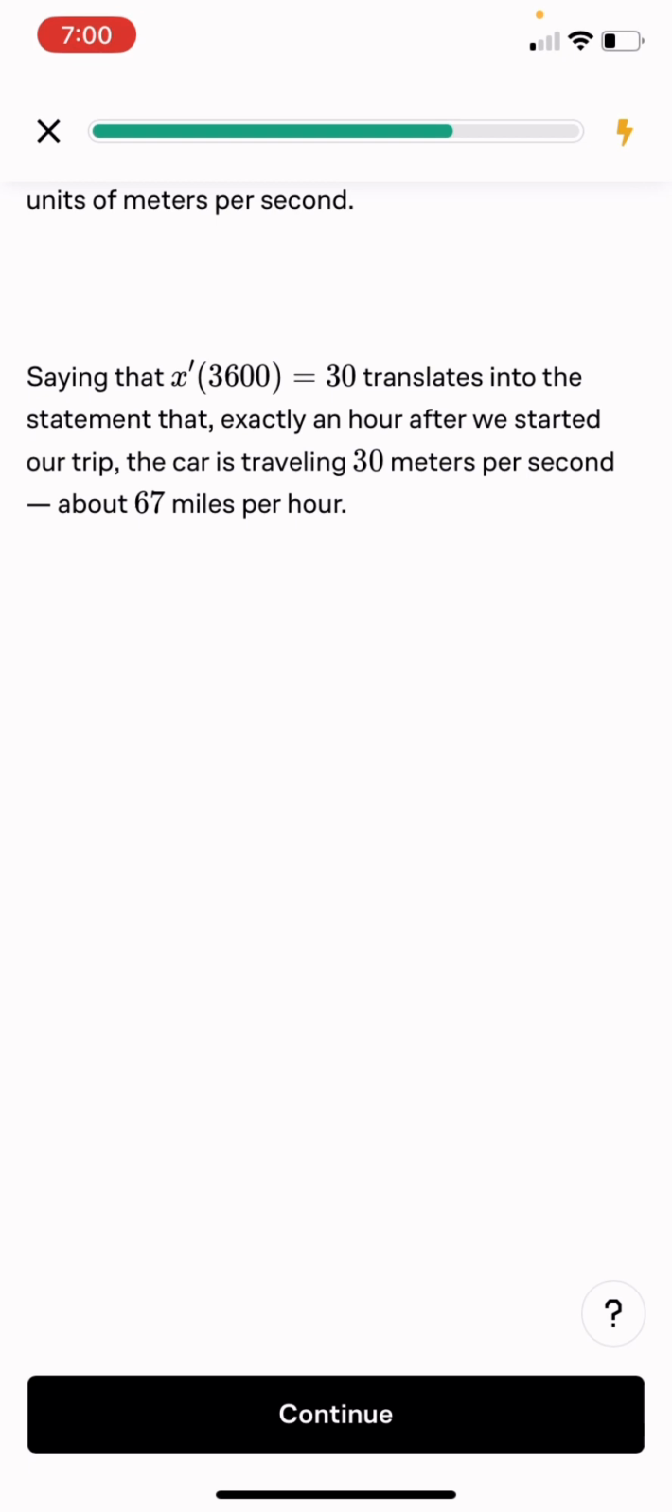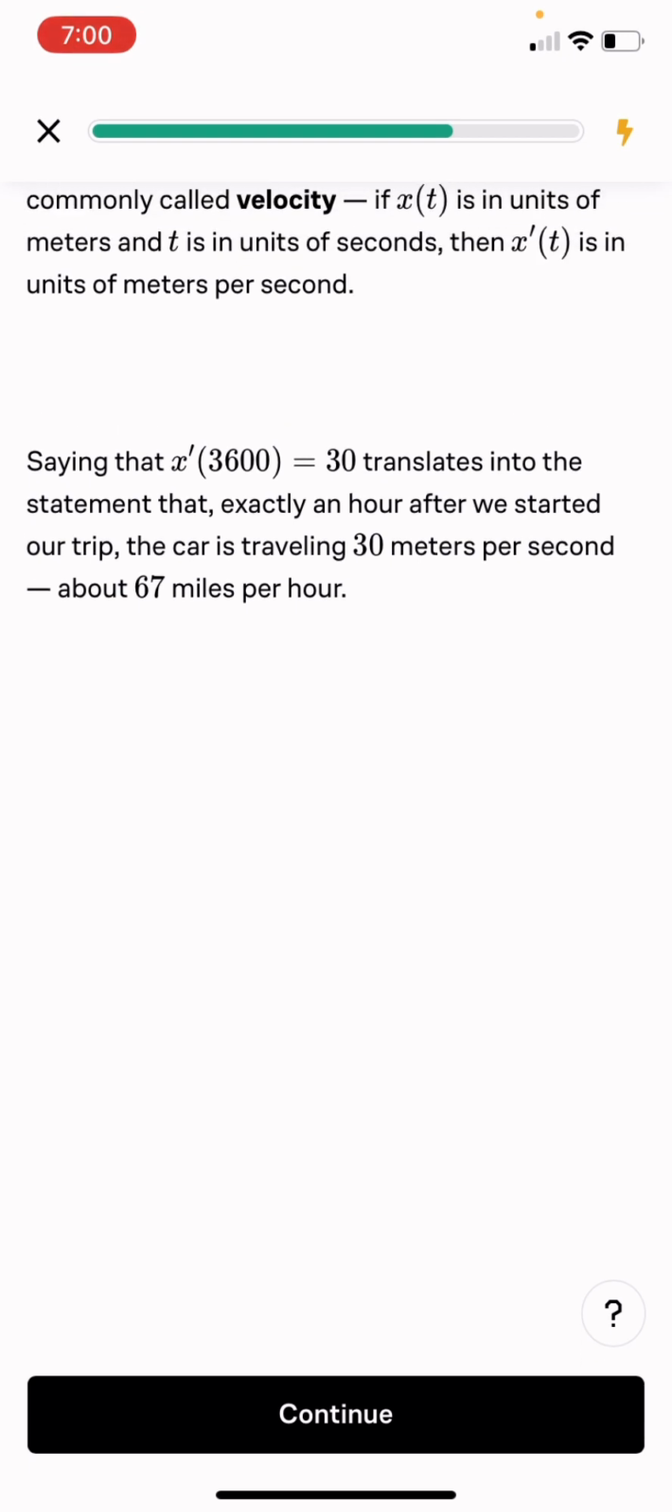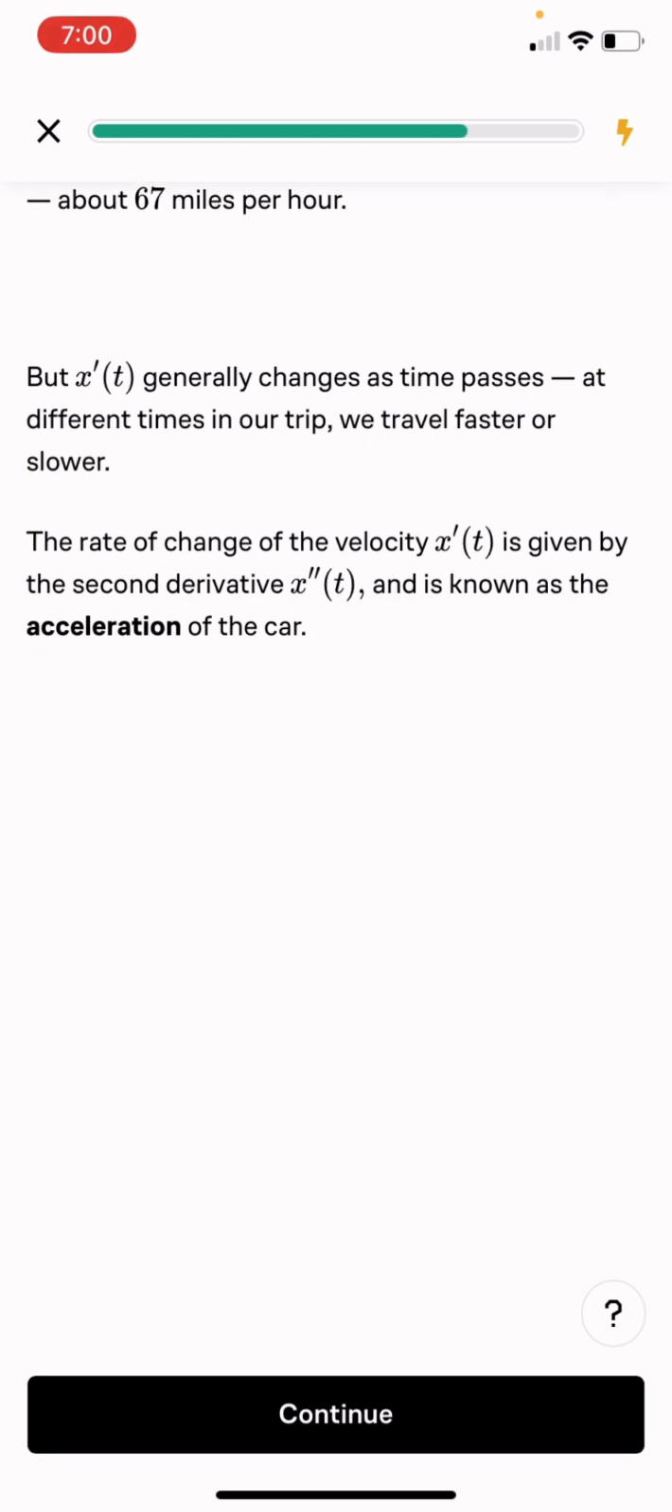The rate of change of velocity x prime of t is given by the second derivative, x double prime of t. It is known as the acceleration of the car. For instance, if f prime of 3,600 equals 30, but f prime of 3,601 equals 32, then we can estimate x double prime of 3,600 equals 2 meters per second.